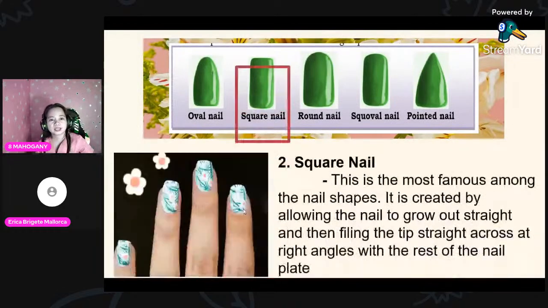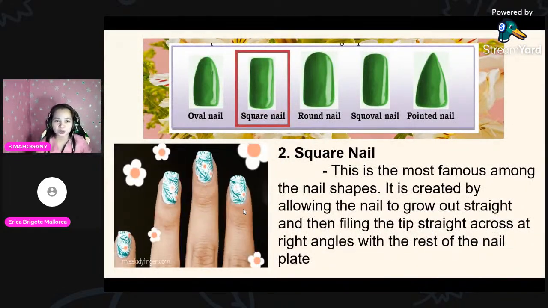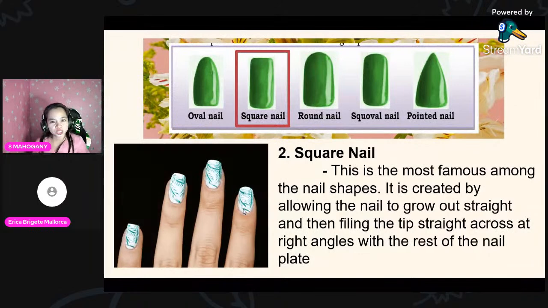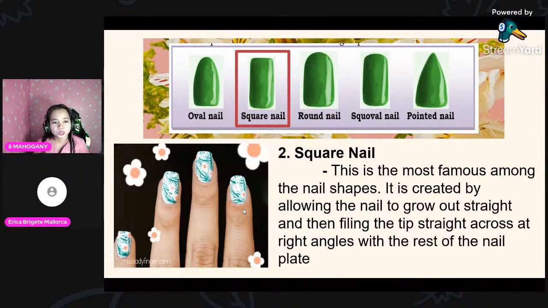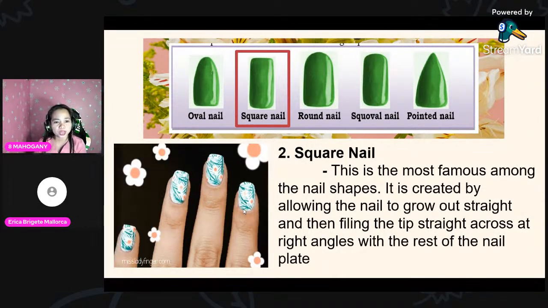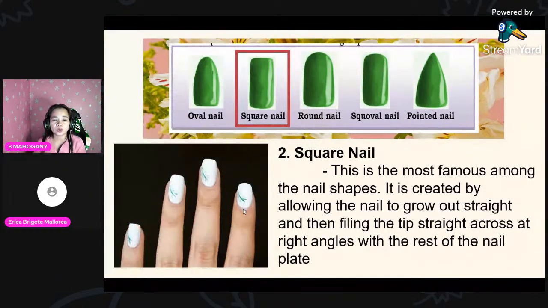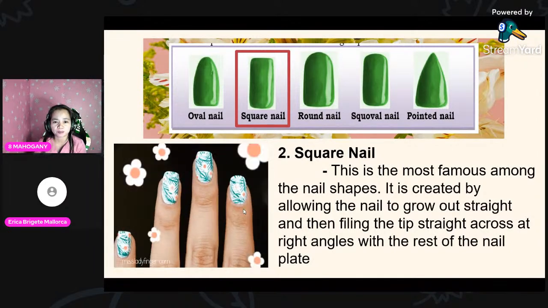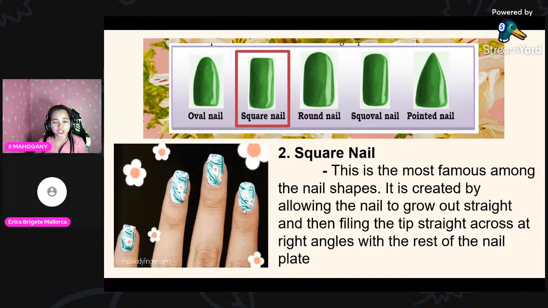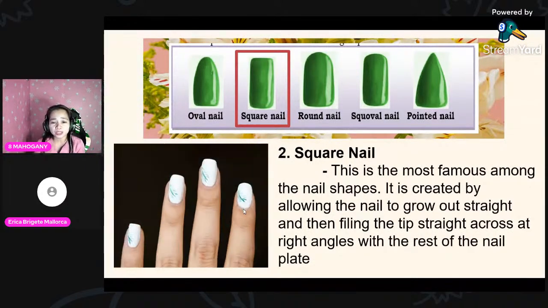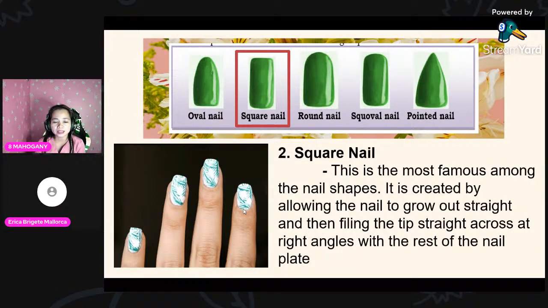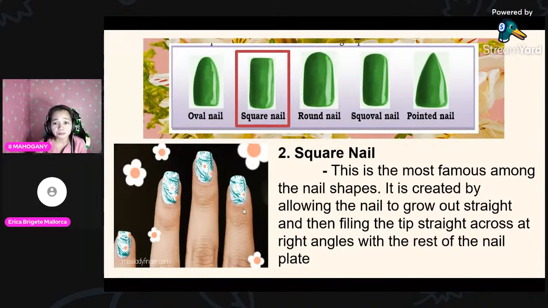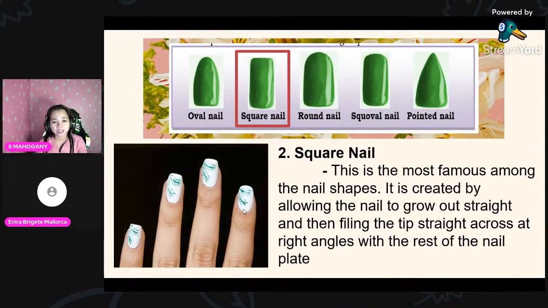Okay, next. So, how about the square nail? So, tingnan nyo po gaano kaganda yung mga nail na square ang shape. Okay po. So, napakalinis tingnan din. So, maganda po siya lagyan ng design. Yung nail art. Okay po. So, when we say square nail, this is the most famous among the nail shapes. So, ito yung pinaka-famous daw na nail shape. It is created by allowing the nail to grow out straight and then filing the tip straight across at right angles with the rest of the nail plate.